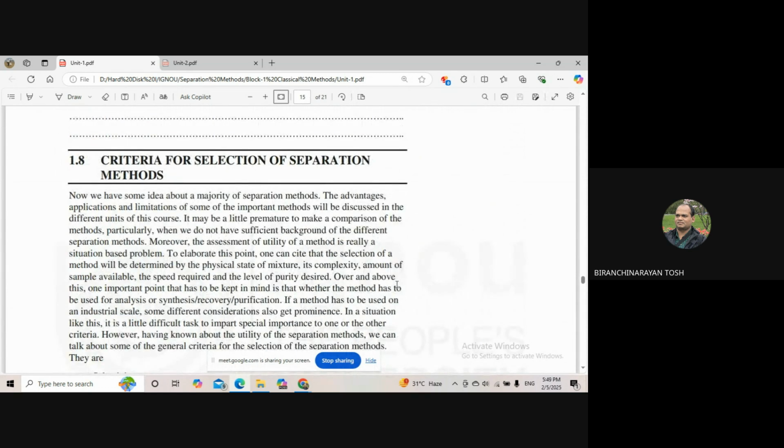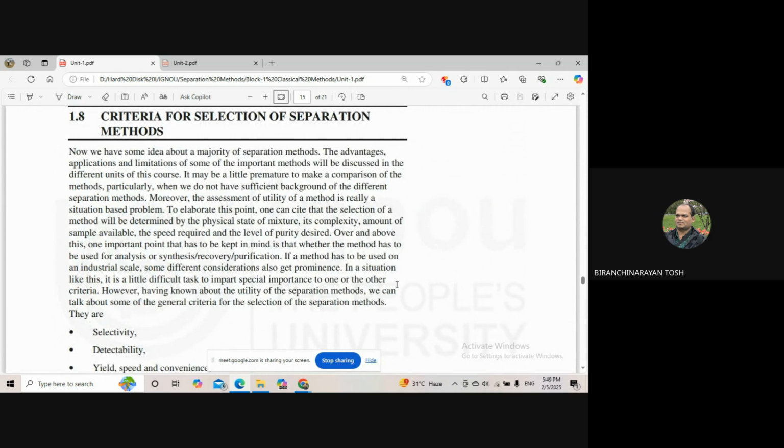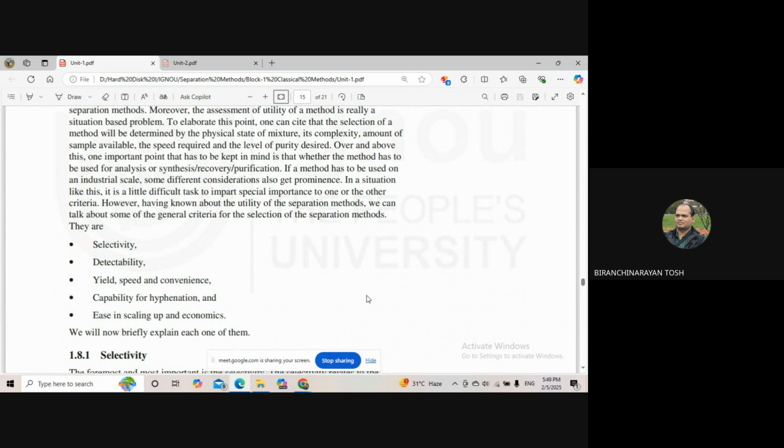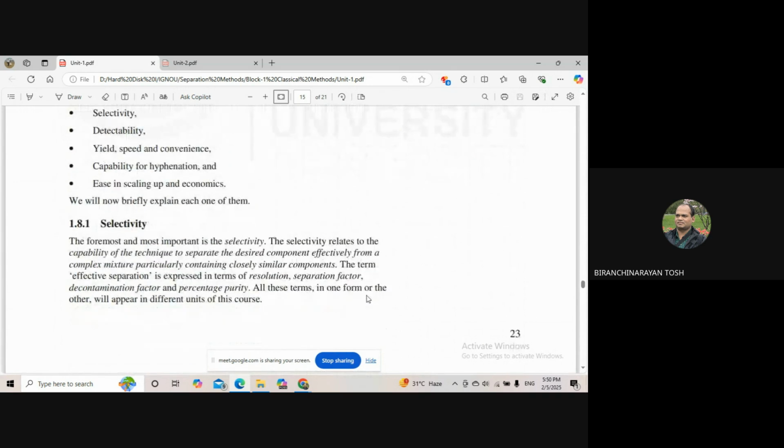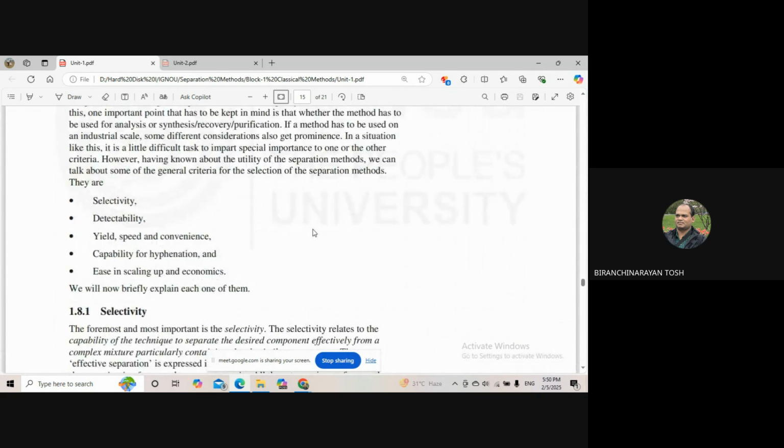Then the criteria for selection of separation methods. So how will you choose a particular separation method to separate the different components? The criteria are selectivity, detectability, yield, speed and convenience, capability for hyphenation, and ease in scaling up and economics. We'll discuss a little bit about these criteria.